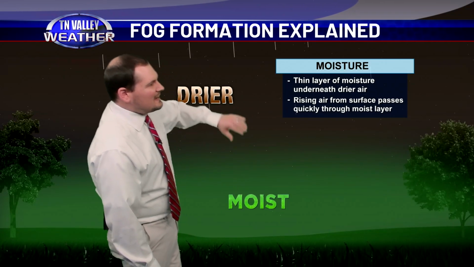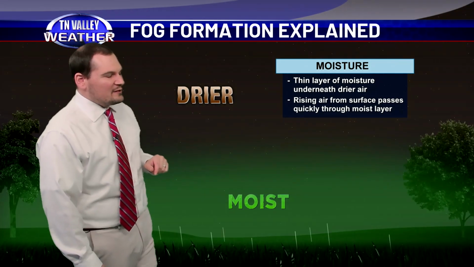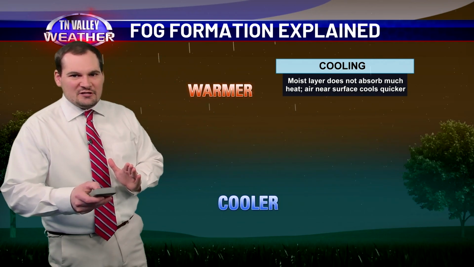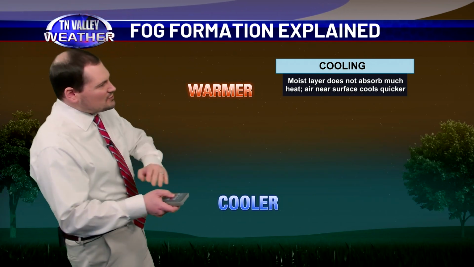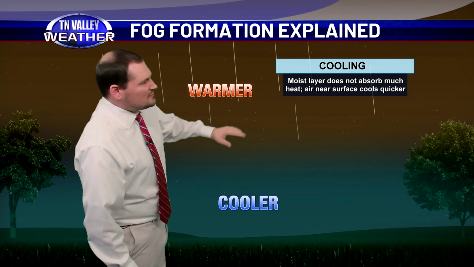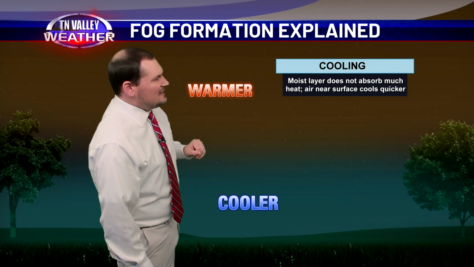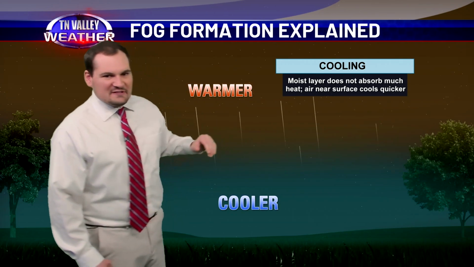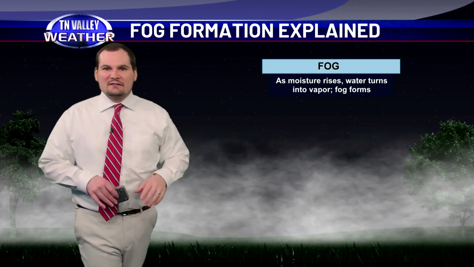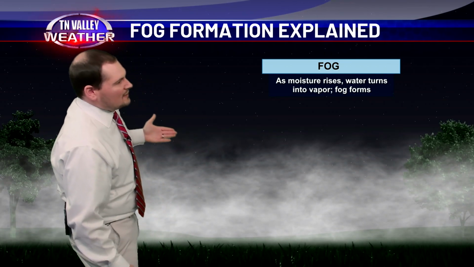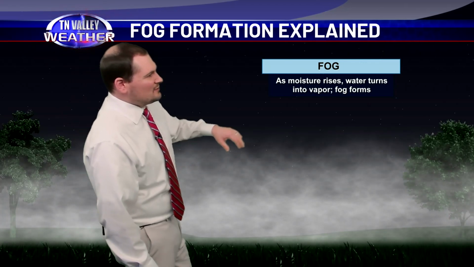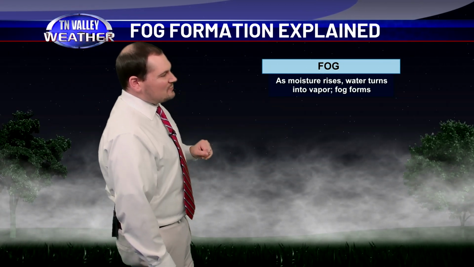You got rising air coming up from the surface that passes quickly through that moist layer. And then all of a sudden you start getting a temperature change. This is part of that temperature inversion. You end up having warm air above a layer of cooler air. So that moist layer does not absorb much heat, and air near the surface ends up cooling quicker. And so when that happens, your temperature drops and you get down to the dew point, and then voila, you got moisture that starts to rise, it condenses, and then it turns into water vapor, and that's where fog forms.